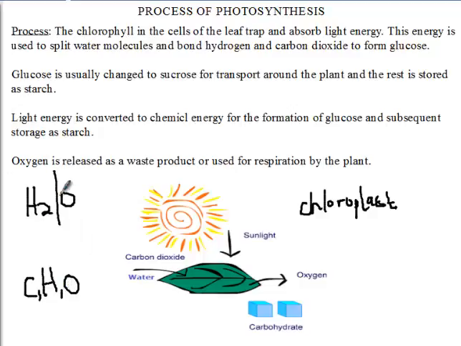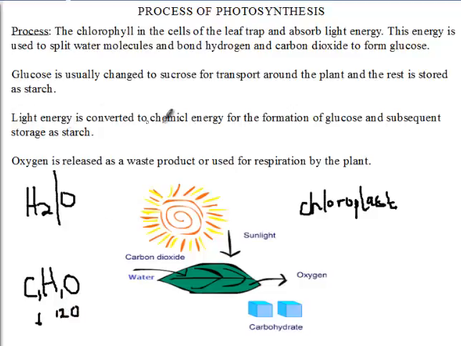Okay, so energy from the sun is trapped, used to split the oxygen from the hydrogen in water molecules. We combine that and then we get carbon, hydrogen and oxygen. These are the basic elements in a carbohydrate. Now, in their right proportions, glucose is formed.